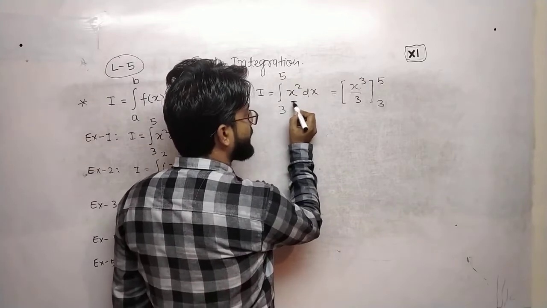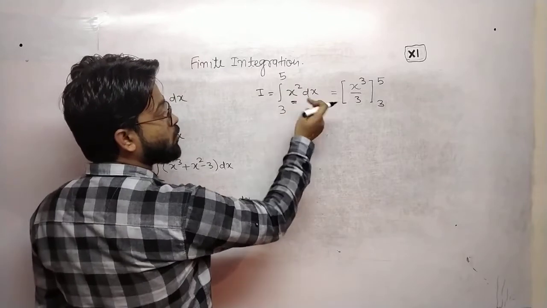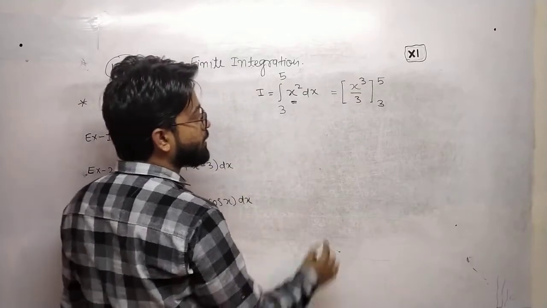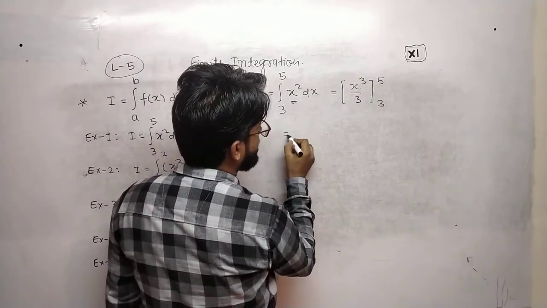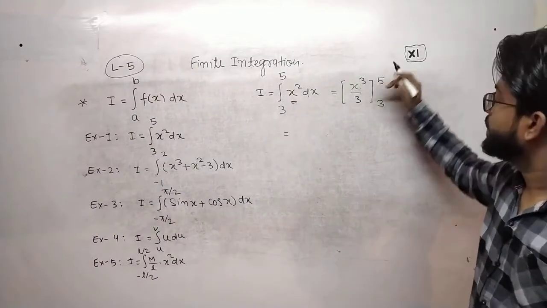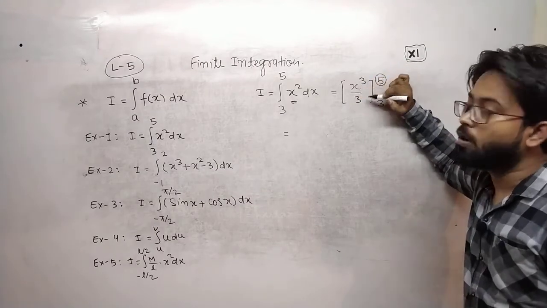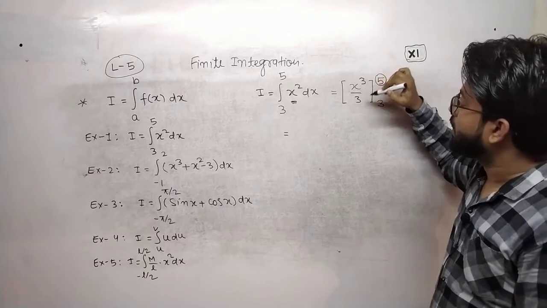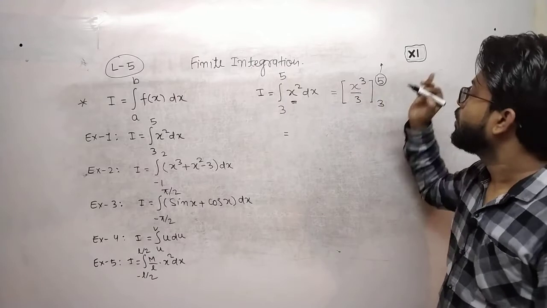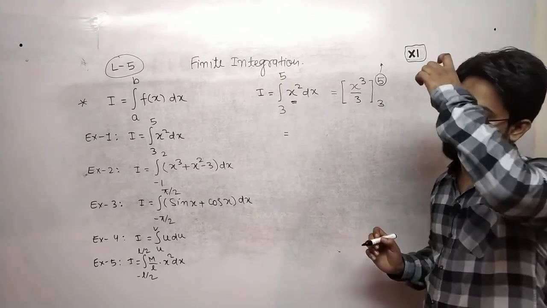Just integrate as you have integrated previously. X square becomes x to the power 3 upon 3, and from 3 to 5. And now in the next step, put the value of upper limit. Put the upper limit in the whole function, where in place of x put the value of 5. Put the value of upper limit, and minus, then put the value of lower limit.